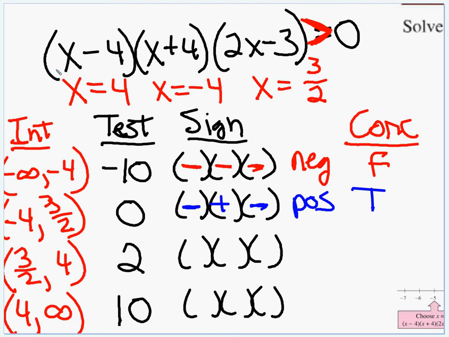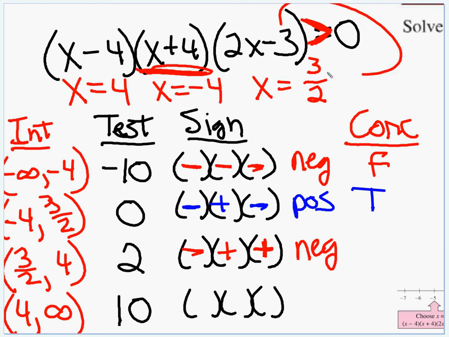Next up is 2. 2 minus 4 is negative. 2 plus 4 is positive. 2 times 2 is 4, minus 3 is a positive 1. So we've got a negative times a positive, that's negative, times another positive keeps us negative. Are negative numbers greater than 0? No. False.